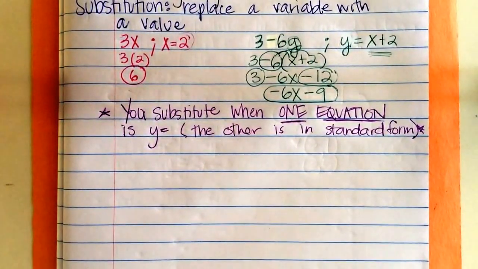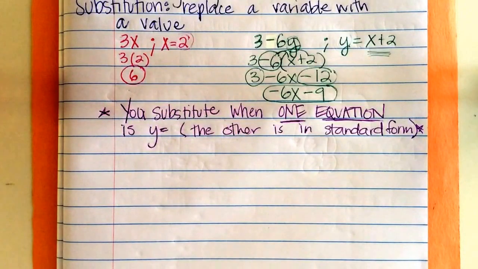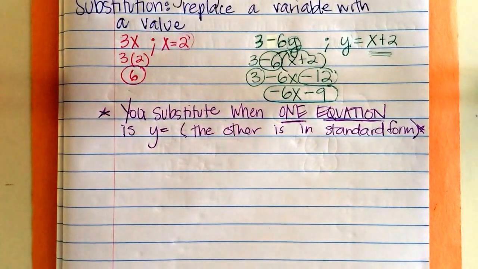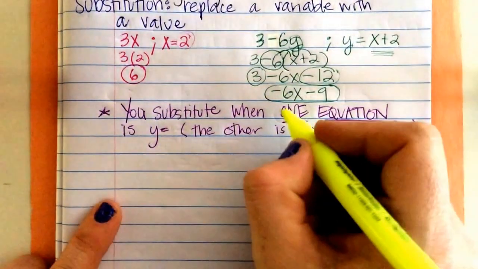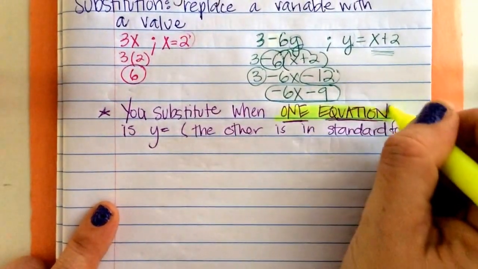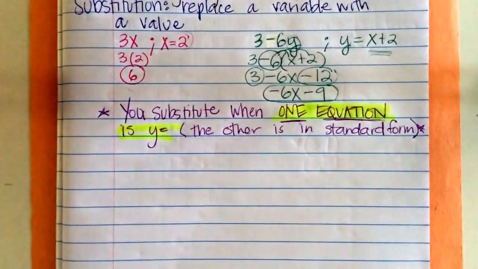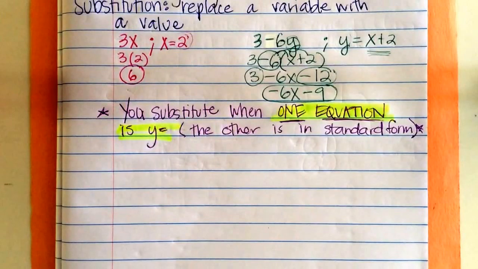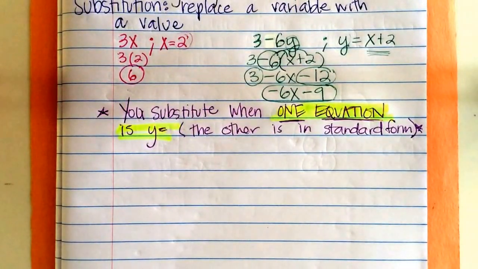So when you're doing these problems tonight, you're going to have 2 problems, but you can't graph both of them. Only one equation is y equals. One is graphable, the other is not. Only one of the equations is graphable.